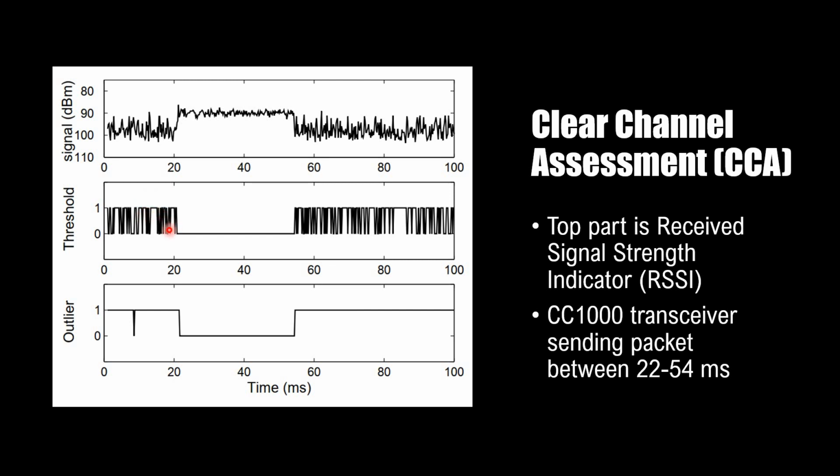After that, this one was converted to zeros and ones, and this is converted to, let's say, outliers, to detect outliers. This is the only outlier that is present, and otherwise we can see a clear indication of when the data packet was sent. So this is how clear channel assessment works in the case of BMAC.